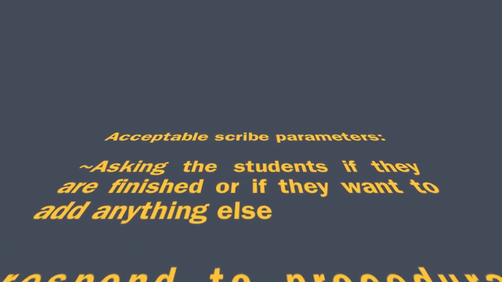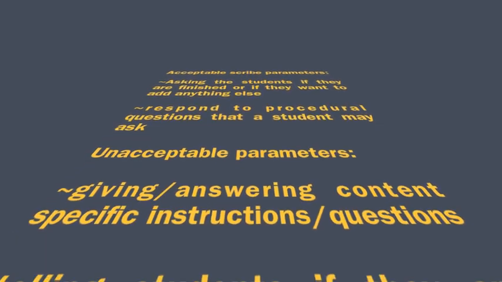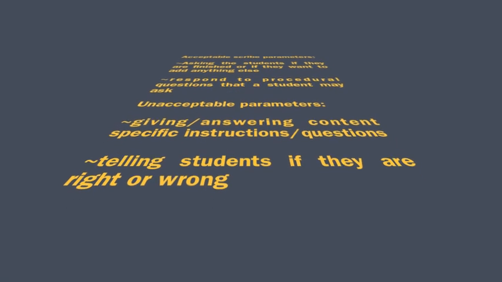While scribing, acceptable parameters include asking a student if they are finished or if they want to add information, and responding to procedural questions like what page. Unacceptable parameters are giving content-specific instructions or answering content questions and telling students if their answer is right or wrong.